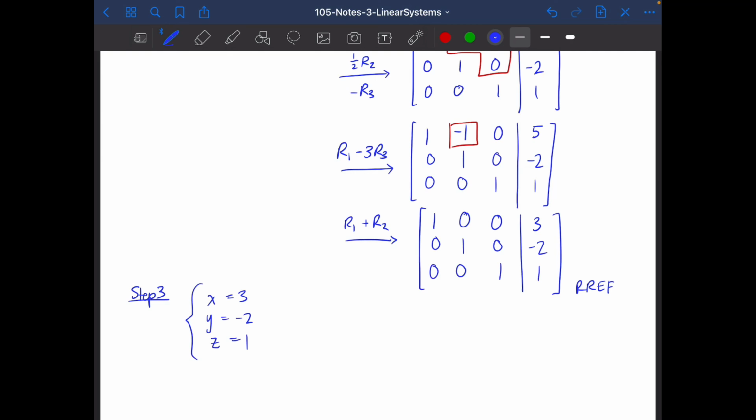Now notice that I have already found x, y, and z. x is equal to 3, y is equal to minus 2, and z is equal to 1. Step 4 is the back substitution step. And there's actually no need for back substitution, because I've already found x, y, and z.